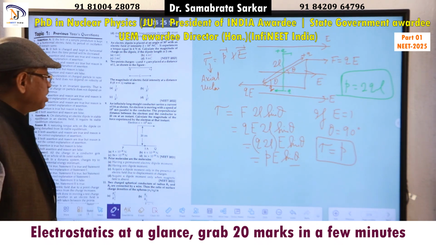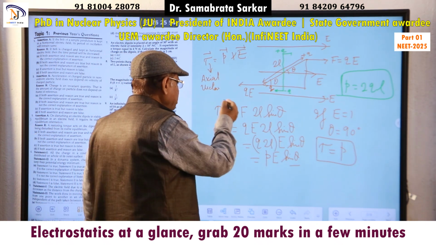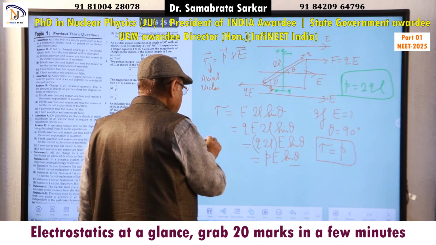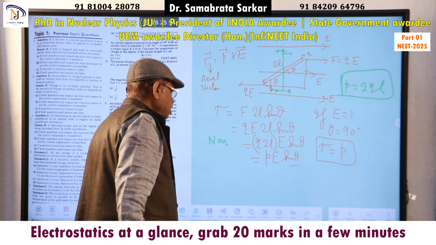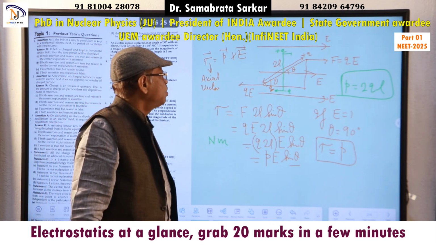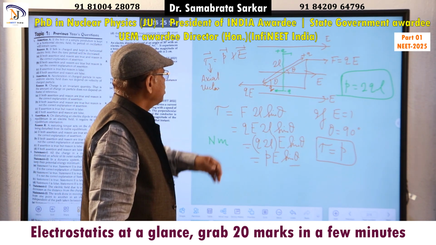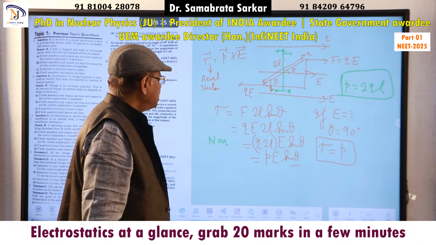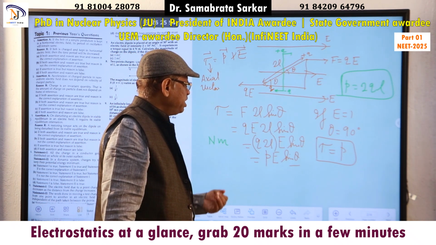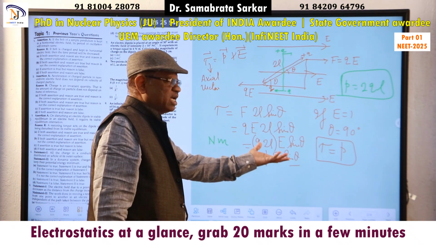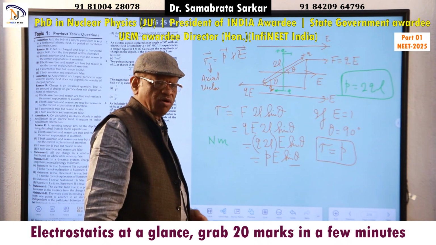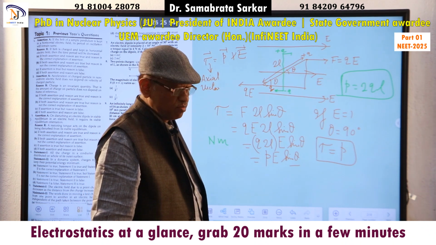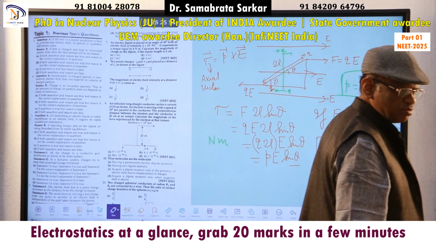Very easy. What is the unit? What will be its unit? Tau equals Newton into meter. From here also you can find the unit. You know P, you know E, and theta has no unit at all. Okay, so this is Newton into meter. Also you can find the dimension also.